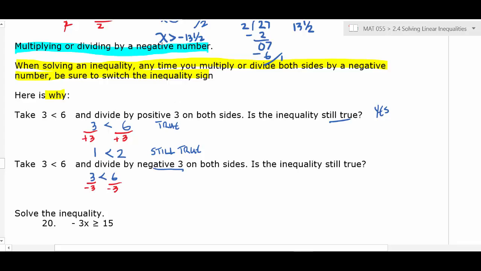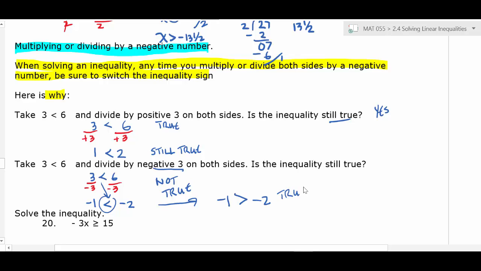Okay, this is real important to understand. So 3 divided by negative 3 is negative 1. 6 divided by negative 3 is negative 2. See, the thing is, it's no longer true. The way that you make this true is, you have to write it as negative 1 greater than negative 2.